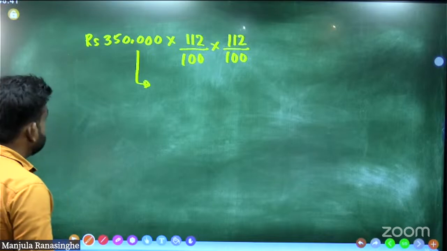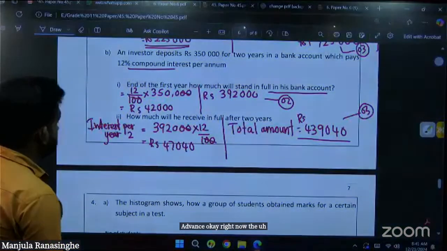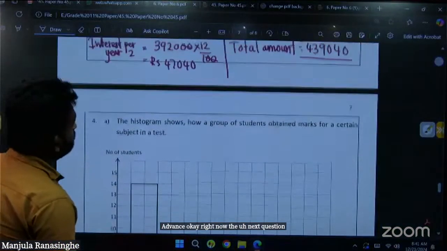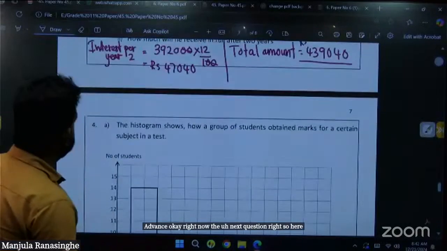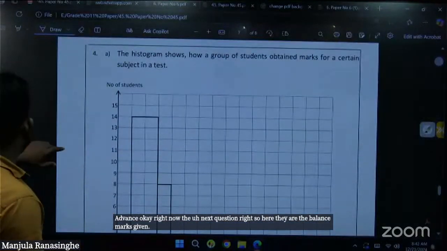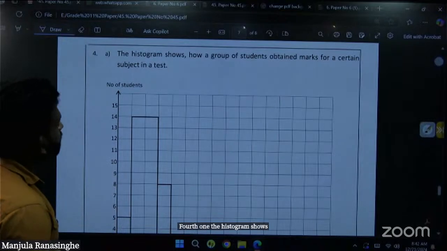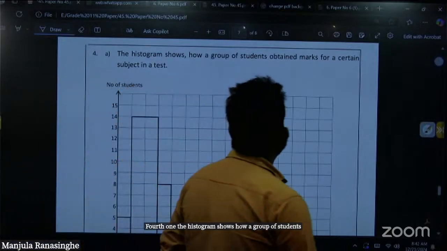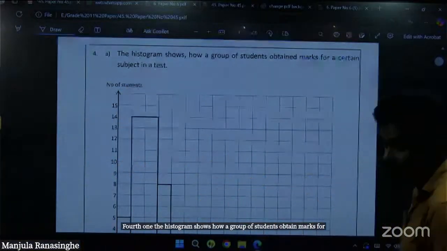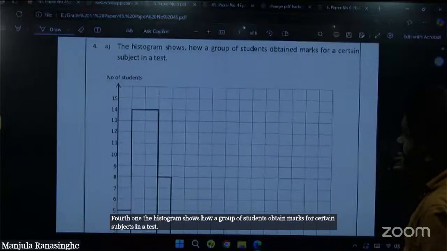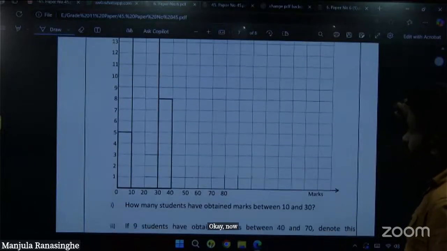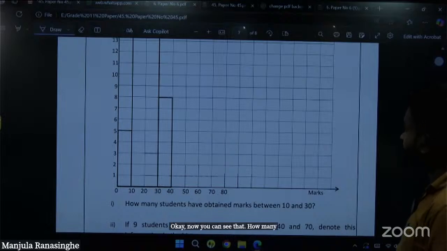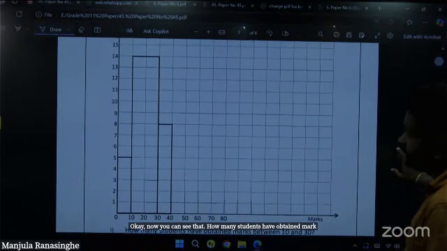Right. Now the next question. Here are the other balance marks given. Fourth one: the histogram shows how a group of students obtained marks for certain subjects in a test. Now, how many students have obtained marks between 10 and 30?